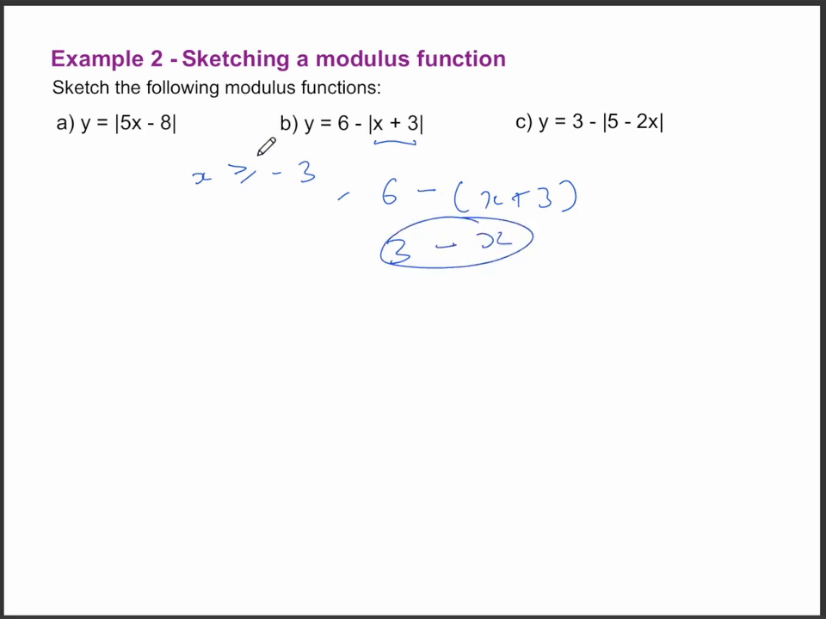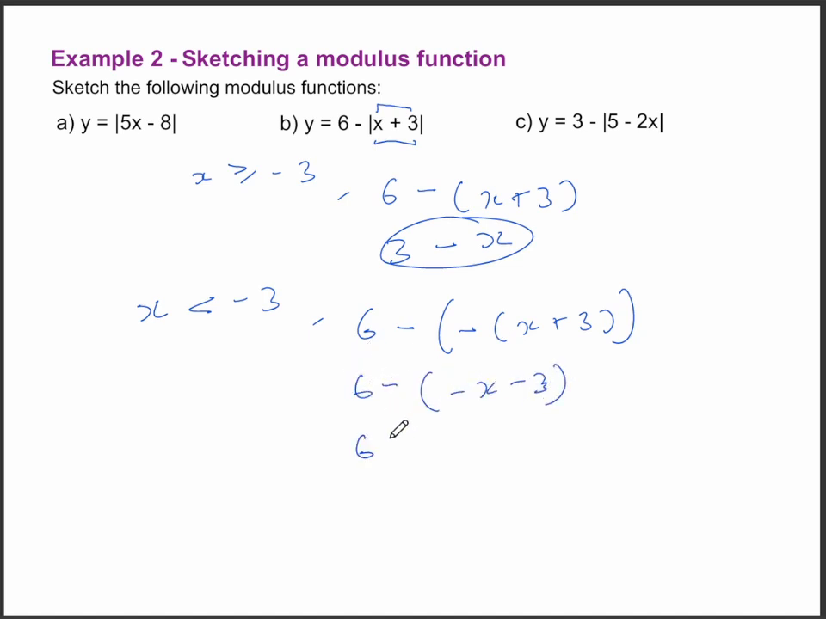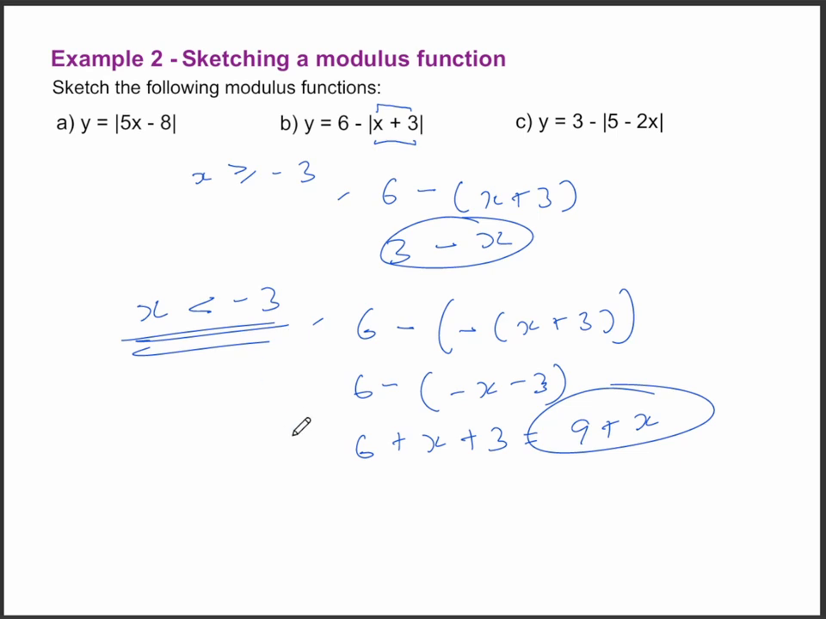So that's going to be the equation when x is greater or equal to negative 3. When x is lesser than negative 3, the value inside will be negative, and so we want to multiply it by another negative in order to get the contents to be positive. So we will be doing 6 minus negative of x plus 3, which is 6 minus negative x minus 3, which is just 6 plus x plus 3, which is just 9 plus x. And that's going to be the equation for x is less than negative 3.